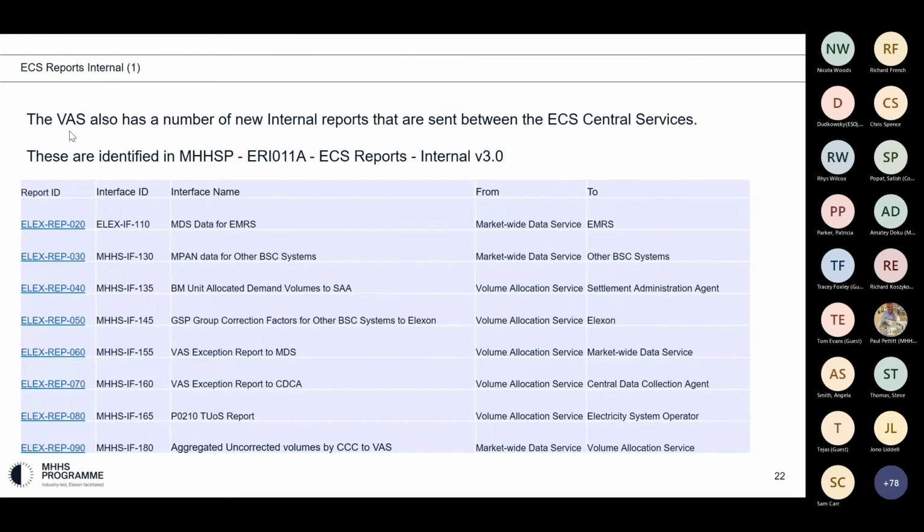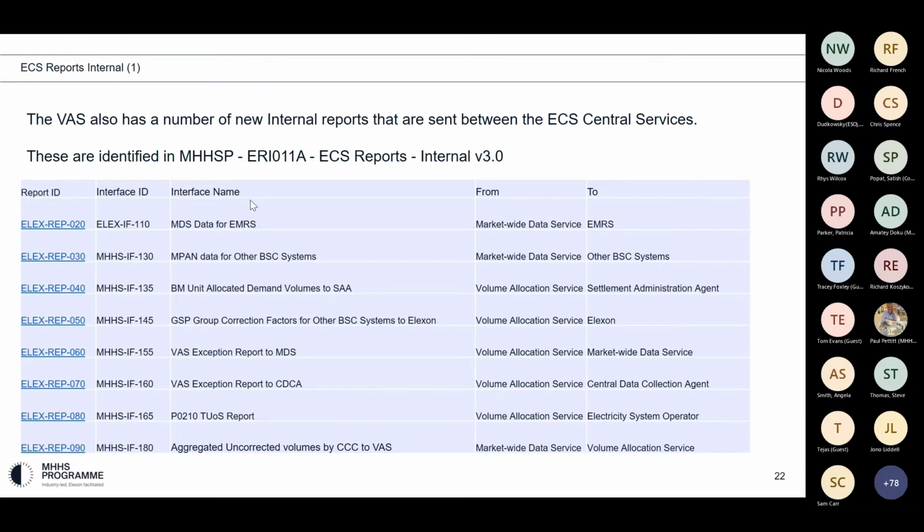So there's also this document here, which is the ER011A. Now these are the Elexon internal reports, and this is basically going from one Elexon system to another. We specified the data items in those reports, but not the mechanism. That's within the gift of the Helix program, which Elexon's running, as to how those data items get from one service to another.